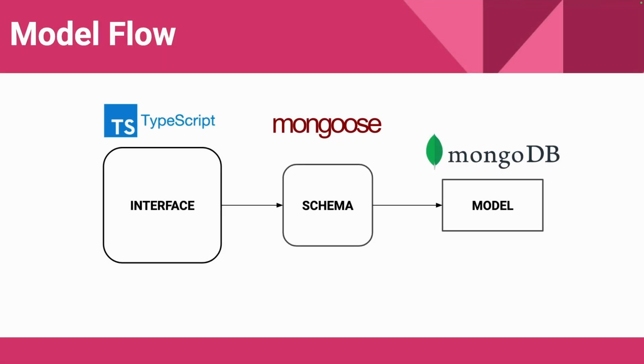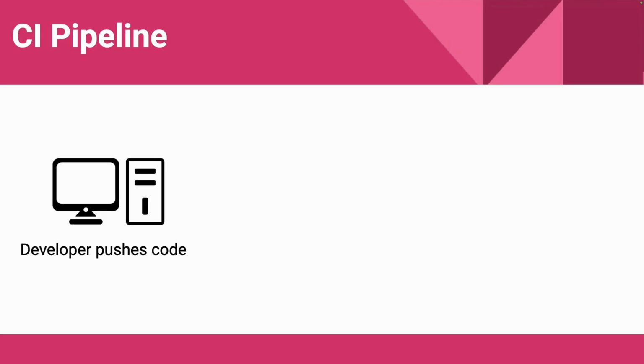Our model flow follows as a TypeScript interface. We hard type the parameters and variables and attributes that we want our data to look like. That gets passed into the Mongoose library, which creates a schema of it, and the object is passed to MongoDB, a database where we store all of our models.